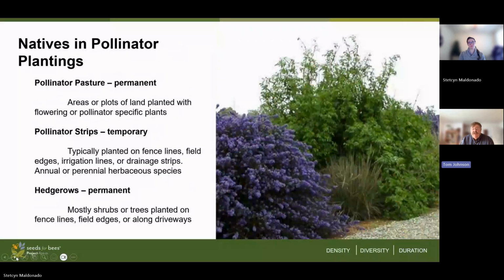You're not planning on farming it for some period of time, basically putting it back to rewilding it. And you're going to be planting that with flowering or pollinator specific plants. Pollinator strips.